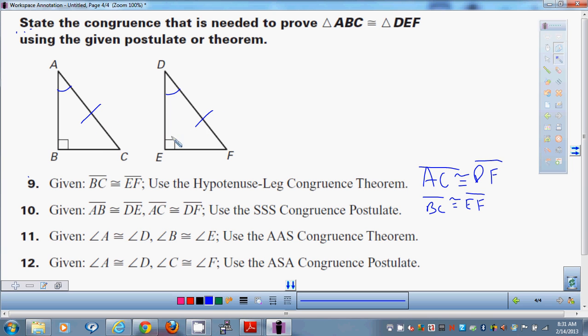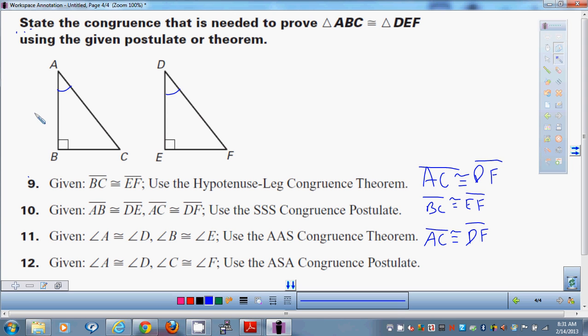Now, this is a dead serious question. I really, really want somebody to answer it. Why couldn't you use AB and DE for this problem? Why couldn't AB and DE be the sides you chose for this particular problem? Yes, ma'am.